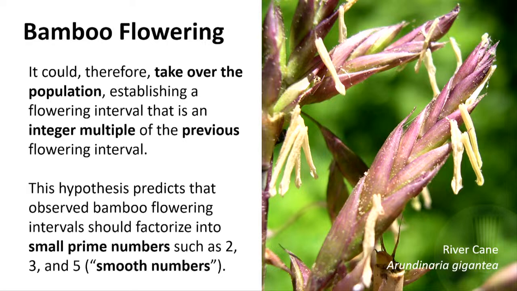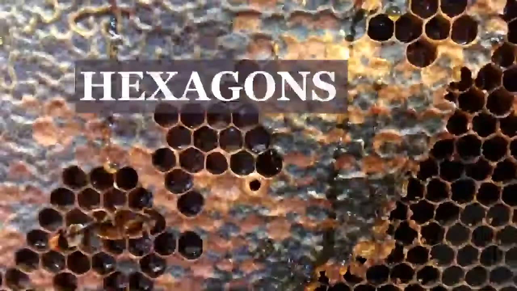So the hypothesis predicts that observed bamboo flowering intervals should factorize into small prime numbers, such as 2, 3, and 5, which are called smooth numbers. Yeah, so looking at Matt here, who is a mathematician. Smooth numbers apparently are what we call these small prime numbers, and I just learned this by putting this together. But yeah, so when they look at this integer multiplication, it started off as a prime number that then multiplied by 2, 4, 6 over time to get these longer and longer bloom periods. So that's that hypothesis there.